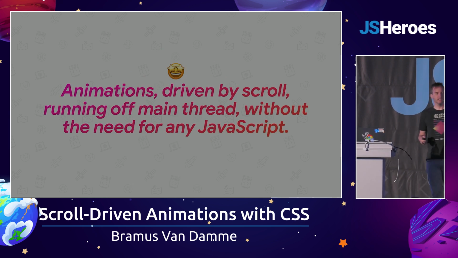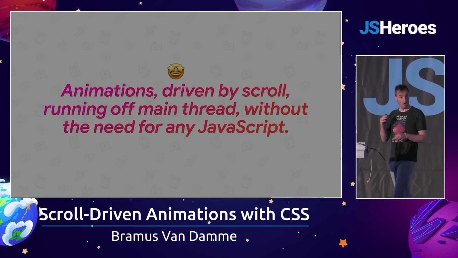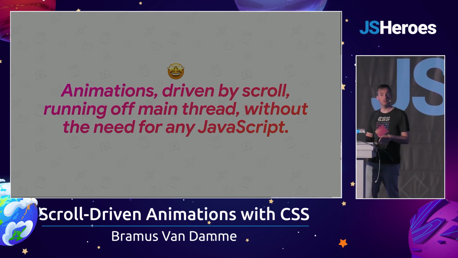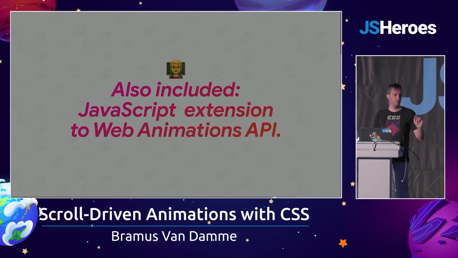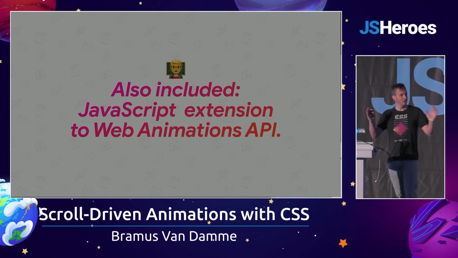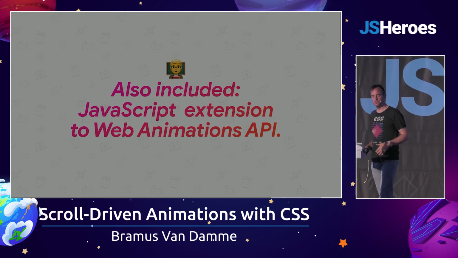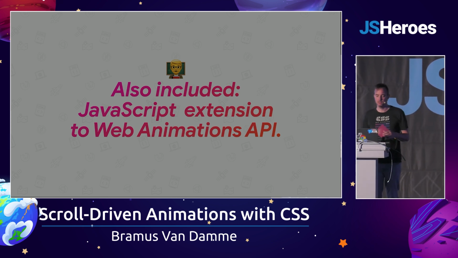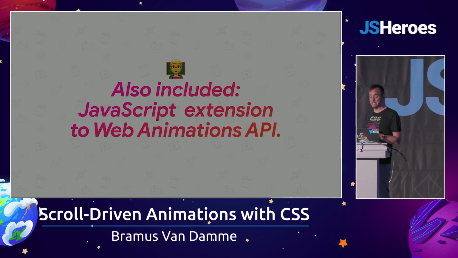And this is really, really exciting because these are animations driven by scroll, running off the main thread on the compositor without the need for any JavaScript. I know this is JSHeroes, so good thing. There's also a JavaScript API included, so you can create new scroll timeline instances and attach these to all your animations. That's also perfectly possible, but I'm a CSS nerd, so I will be focusing on the CSS part here.